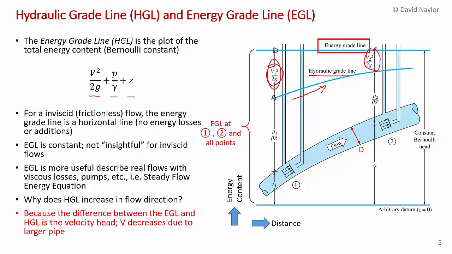So you'll have less kinetic energy in the flow as you move downstream, and so the hydraulic grade line will approach the energy grade line. Basically what's happening is you're converting kinetic energy into pressure energy. You're converting velocity head into pressure head as the flow moves downstream. So I hope that makes sense. And so that's the definition of energy grade line and hydraulic grade line. And what we're going to do now is move on and do some examples.